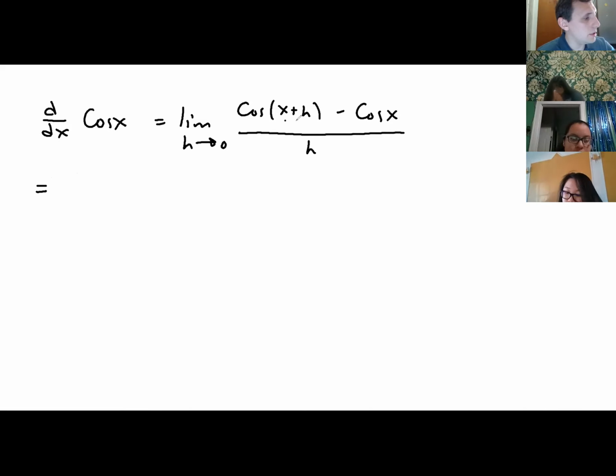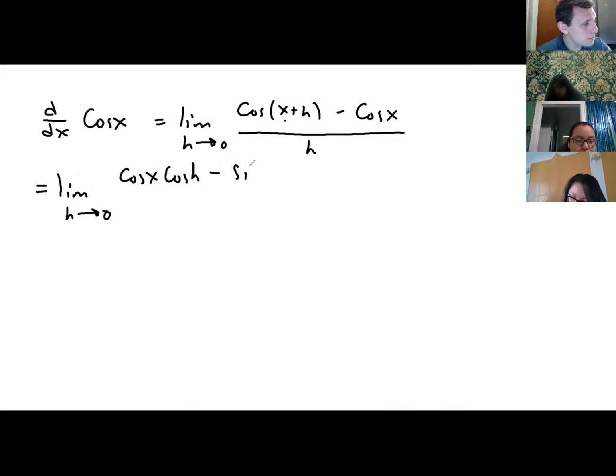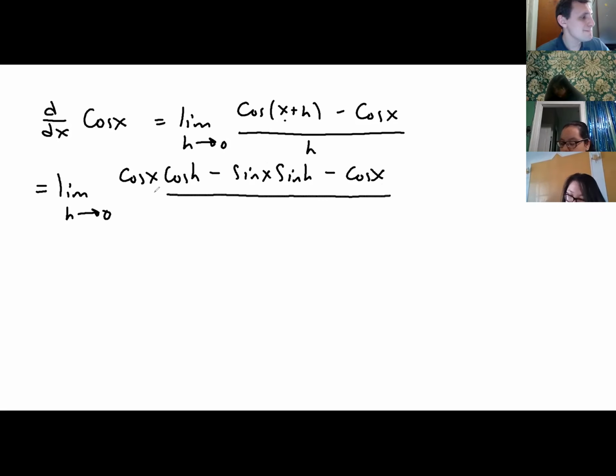So I need cosine of the sum of two angles. So this is the limit as h goes to 0. And what do we get here? We have cosine x, cosine h minus sine x, sine h minus cosine x, okay, guys? Divided by h. And then I see what I can group together. So look at it, cosine x, cosine h minus cosine x, I can group together.